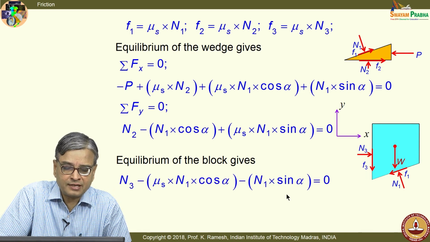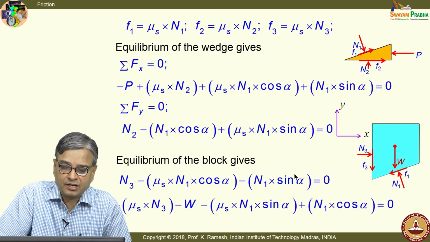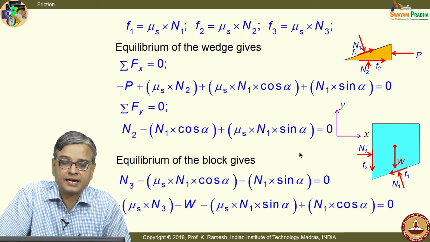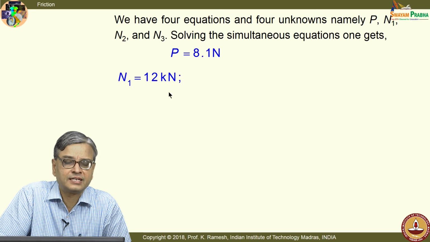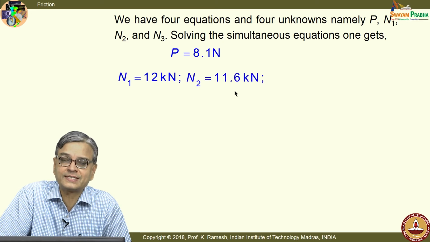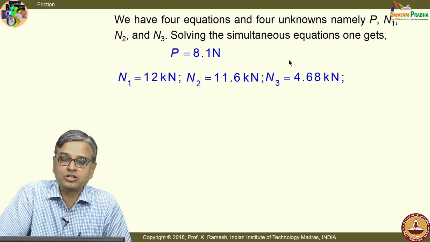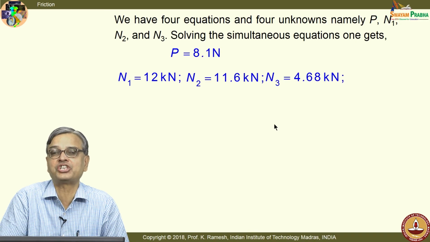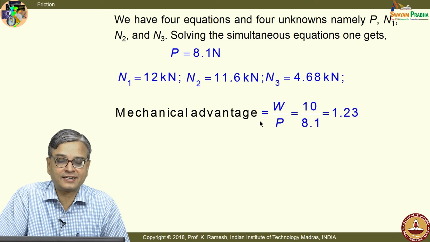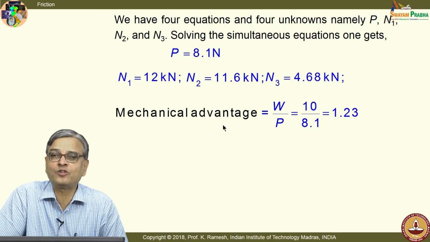So, what I am going to have is these many equations, and I have to solve for these unknowns, and it is in principle possible for you to solve this, and I get the final answer like this. I get this P as 8.1 newtons, very, very small force, and N1 as 12 kilonewtons, N2 as 11.6 kilonewtons, and N3 as 4.68 kilonewtons. And you also learn certain mechanical engineering terms. When you have this, they classify this as a machine. So, there are certain definitions. What is the mechanical advantage of the system?